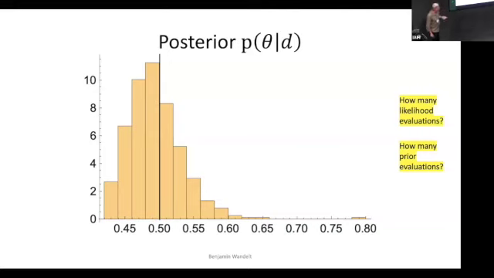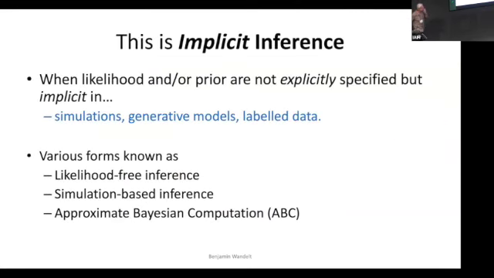How many likelihood evaluations do we need? None. We simulated from the likelihood. How many prior evaluations do we need? None. We simulated from the prior, right? So you don't need to write down forms. This is what I call implicit inference. For me, this is the natural way to call this: when your likelihood and/or your prior are not explicitly specified in terms of some probability distribution, but implicit in, it could be, simulations.